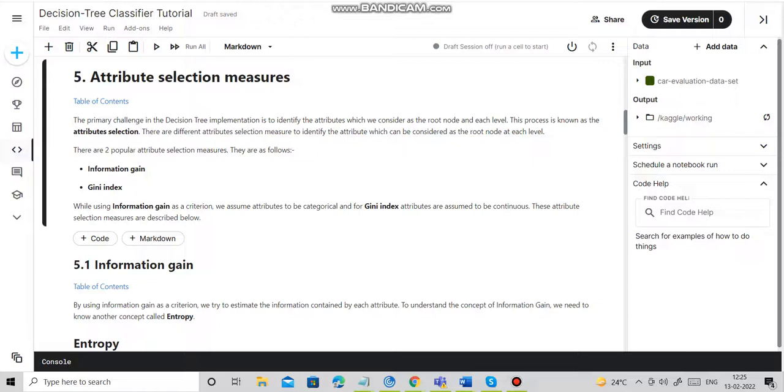Hello everyone, today we'll see how to build a decision tree and which criterions to be used for selecting an attribute for a split. The criterions are namely information gain and Gini index. Information gain is also known as entropy. So these two are the metrics using which we choose the attribute.